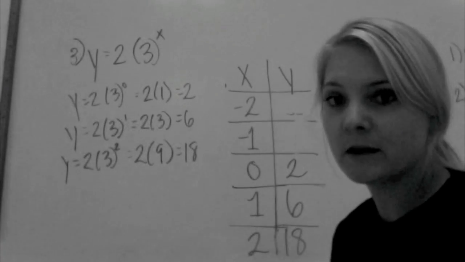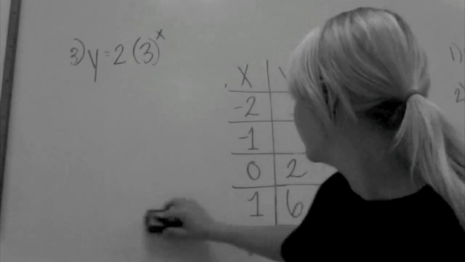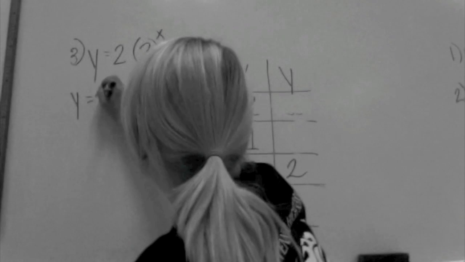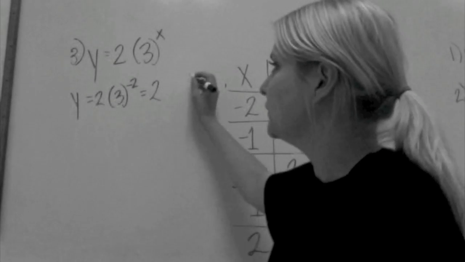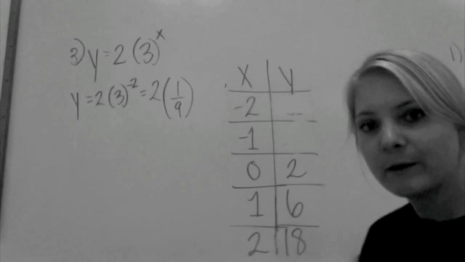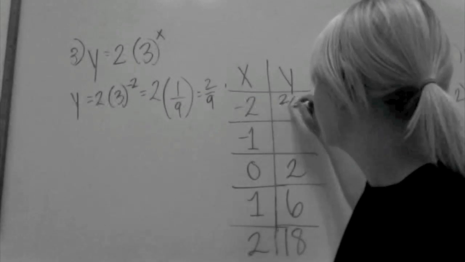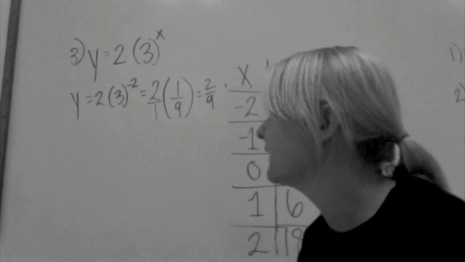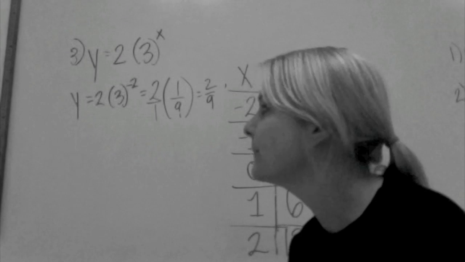And now we're looking at our negative exponents, and just to make sure we have enough room, I'm going to erase those. So when x is negative 2, we get y equals 2 times 3 to the power of negative 2, which equals 2 times 1/9, which is 2/9. Keep in mind, think of 2 as over 1, and when we multiply fractions, we multiply the numerators together. 2 times 1 is 2, 1 times 9 is 9.